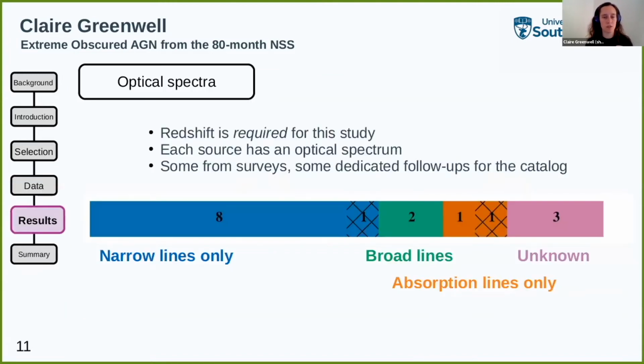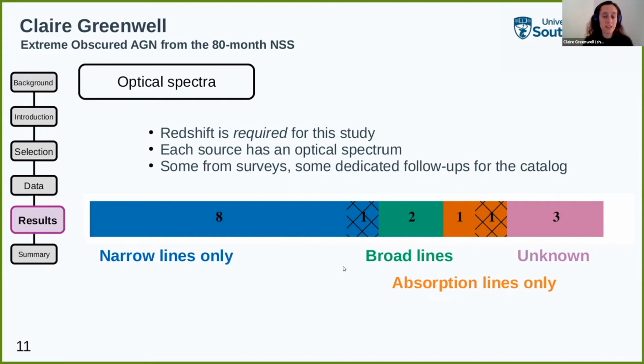So when we move on to the results, as I said before, redshift is required for these sources. So each of them does have an optical spectrum. Some of these are from surveys like SDSS, but some of them are from dedicated follow-ups with telescopes just for this catalogue. I've removed the 2 non-detections, but for the rest, most of them show only narrow lines. This isn't an AGN classification. This is from the catalogue, and it's purely based on a width threshold from the lines, but it's likely to be analogous to the AGN classification of them.